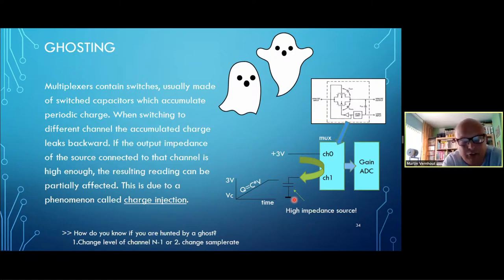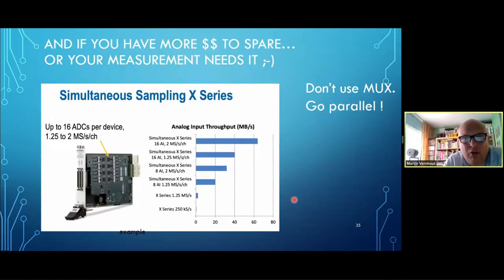So if you run it for 10,000 times a second or 50,000 times a second, when you operate it at 50,000 times a second, the charge which you're moving around from channel zero to channel one is 5 times as large. So that will speed up the increase of the voltage on the capacitor 5 times. Simple as that. So if you have more money to spend, or your measurement needs it, don't use a mux, go parallel.